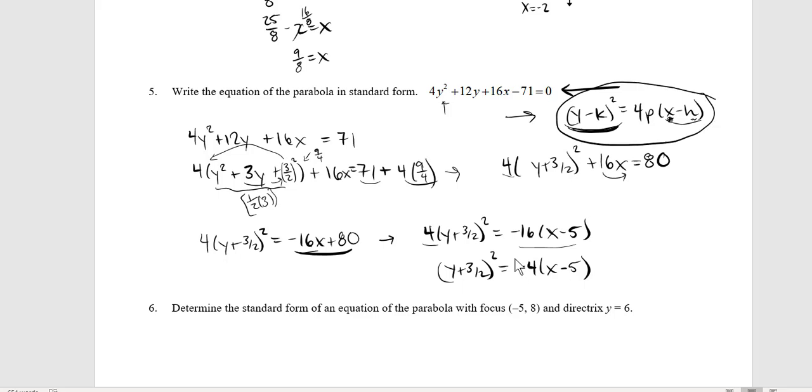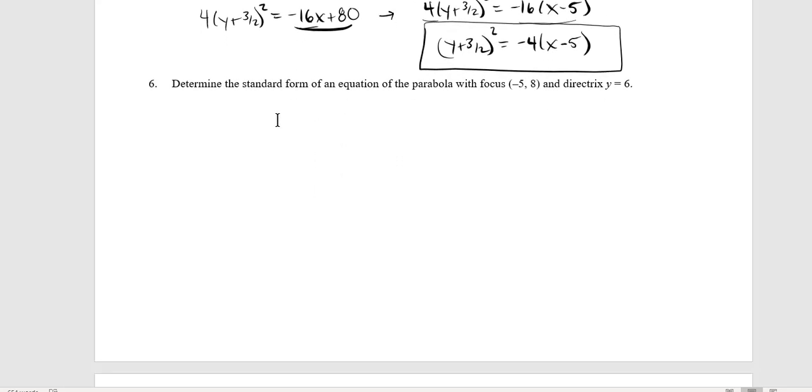From that, you can figure out the shift to (5, negative 3/2). That's where the vertex went. And you can figure out the p-value from here. It would be negative 1 in this case. So not too bad, right? Let me erase that and say that's our final answer. That's our answer.